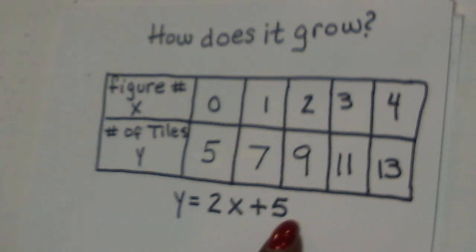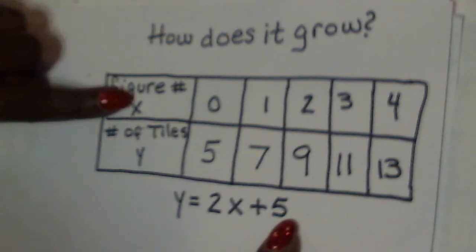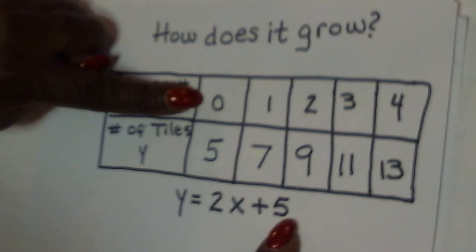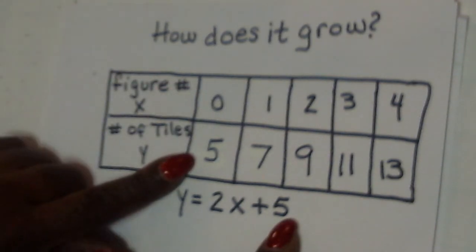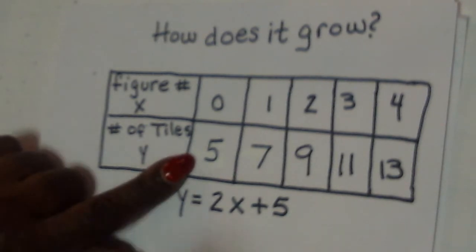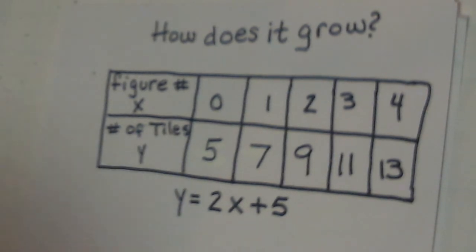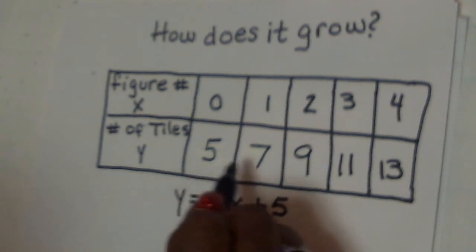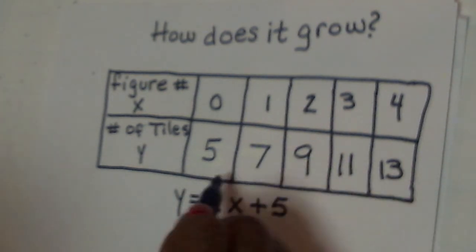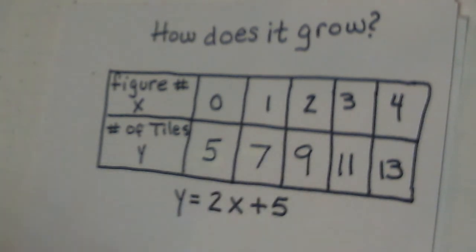I can always find the starting value in a table by finding x equals 0. So I go to my table. When x equals 0, I will look below it to the number for y and find my starting value. I can always find the growth value by seeing how much the numbers in y increase. And in this case, as you know, the numbers increase by 2, so that is my growth value.